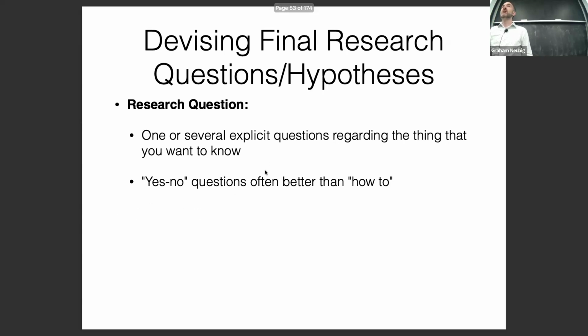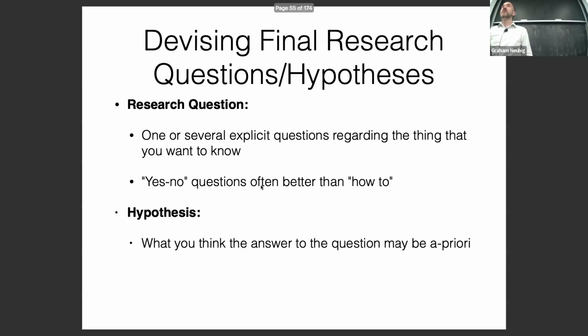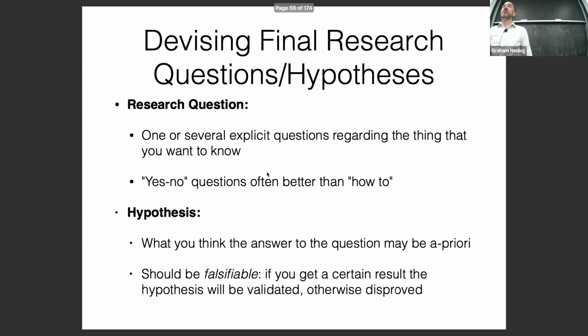Yes/no questions, and you have a hypothesis about what you think the answer to the question may be a priori. And that hypothesis should be falsifiable. So basically, if you get a certain result, you can demonstrate that the answer to this question is probably yes. If you get a different result, you can demonstrate that the answer is probably no.